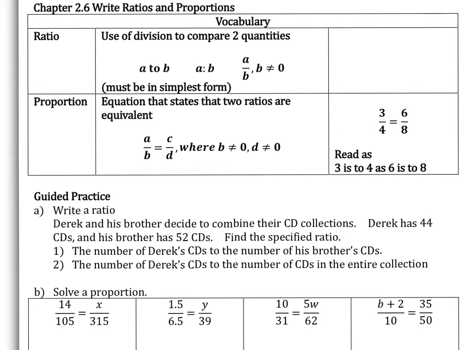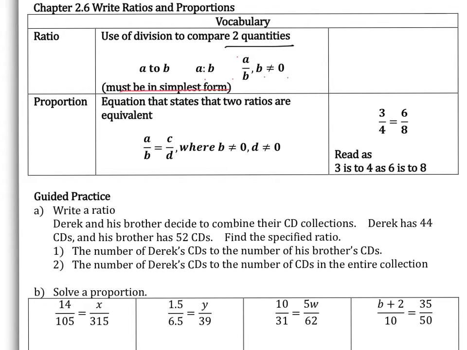2.6. Write ratios and proportions. Let's review some vocabulary words. Ratio is the use of division to compare two quantities. A to B, A colon B, A over B, in which B does not equal 0, are three different ways to represent ratios, and they must be in simplest form.